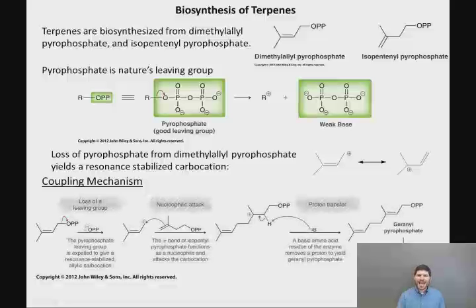All right, and then I want to end this lesson just by giving you an overview of the coupling mechanism that is used by nature to couple two of these isoprene fragments together. So we're going to start with the dimethyl allyl pyrophosphate and make the resonance stabilized carbocation. Now, carbocations, of course, want to get attacked by nucleophiles, and one that has two resonance structures that are not the same like this can be attacked on either of the carbons that bear positive charges in one of the resonance structures. But the terminal one is more sterically accessible to be attacked by a large nucleophile.